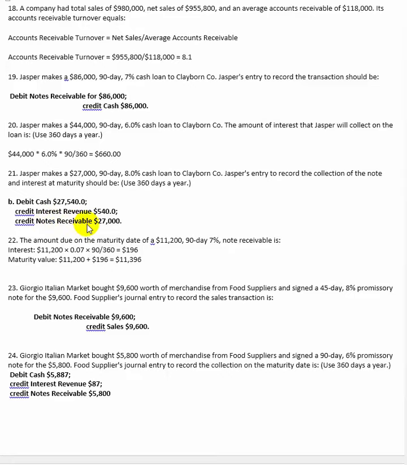So one more time. We'll get rid of the notes that's on our books for $27,000. We'll show that the interest has been earned for $540, and the sum of these two is how much cash we're actually going to get, which is $27,540.